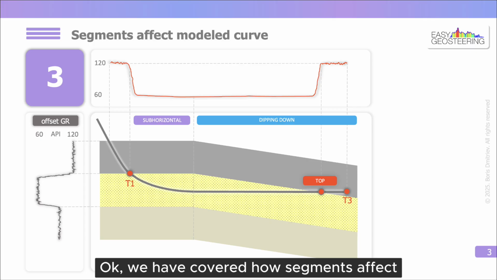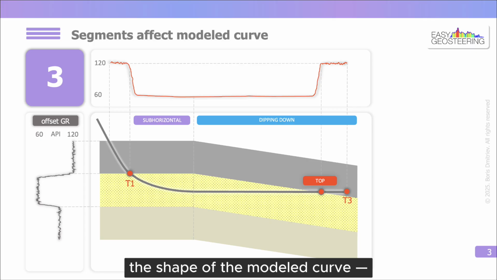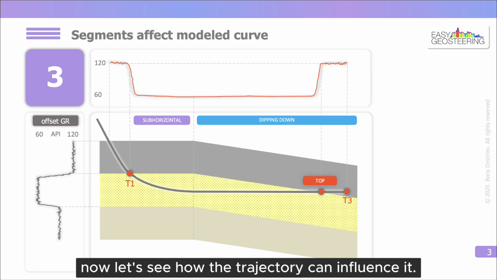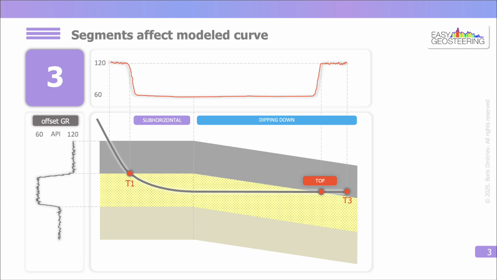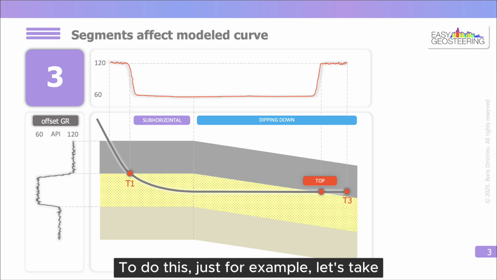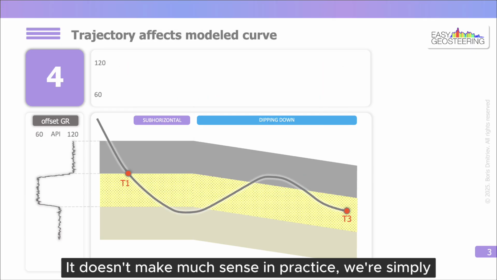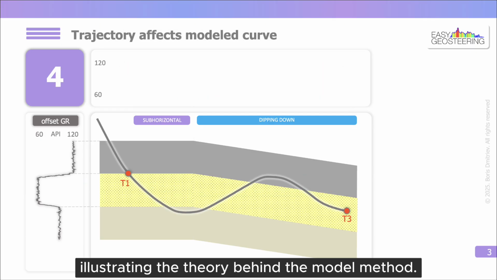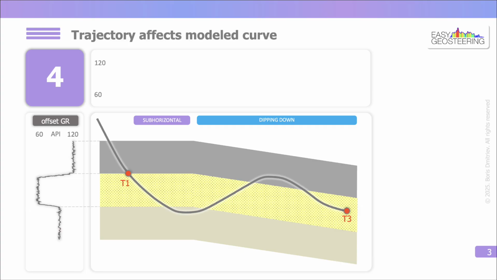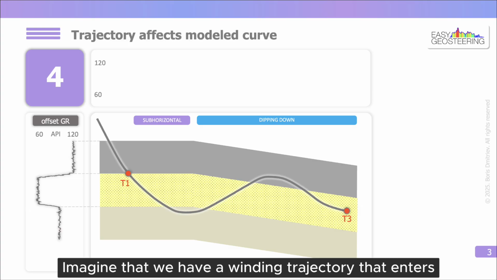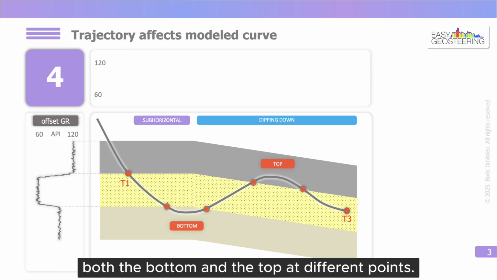Okay, we have covered how segments affect the shape of the modeled curve. Now let's see how the trajectory can influence it. To do this, just for example, let's take a completely different well and place it on the same segments. It doesn't make much sense in practice, we're simply illustrating the theory behind the model method. Imagine that we have a winding trajectory that enters both the bottom and the top at different points.